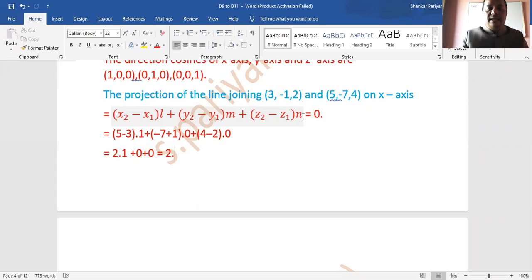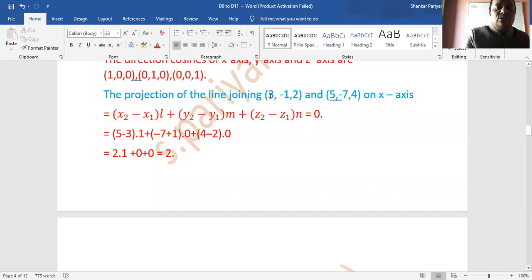Okay, and x2 minus x1, y2 minus y1, and z2 minus z1 are the coordinates. These are the directional ratios of the given line. The given line stands for the line whose projection is going to be calculated. So this is the formula.